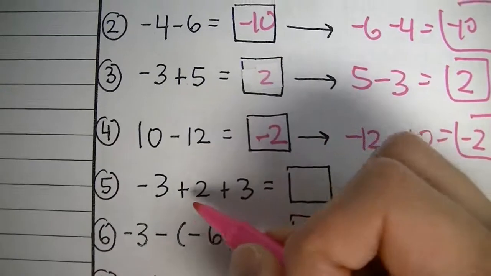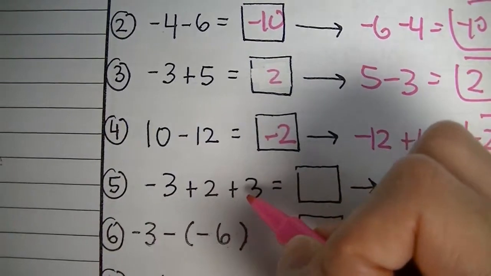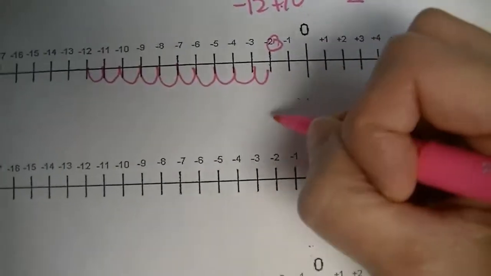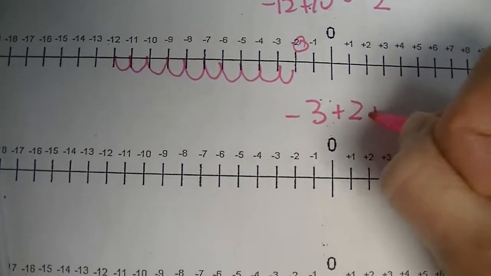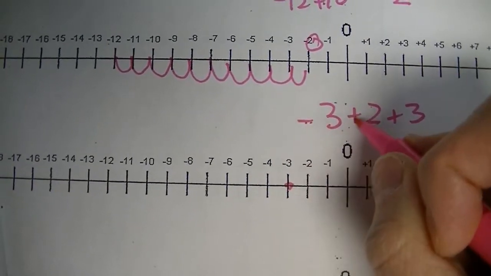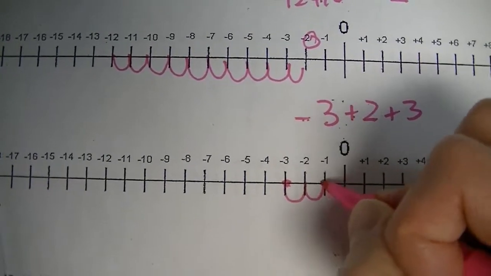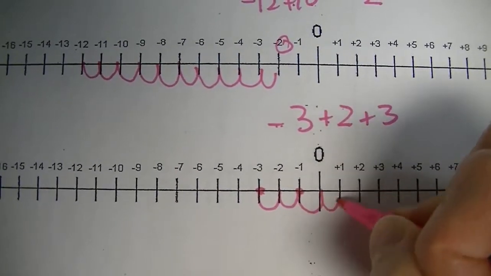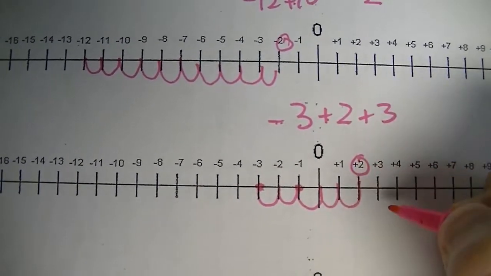Okay, right here, I got negative 3 plus 2 plus 3. So let's go ahead and start at that negative 3. Well, let me write it for you. Negative 3 plus 2 plus 3. So we're at negative 3, and then we got to go to the right 2 units. 1, 2 puts us right there, and then we got to go to the right 3 more units. 1, 2, 3 puts us at 2.